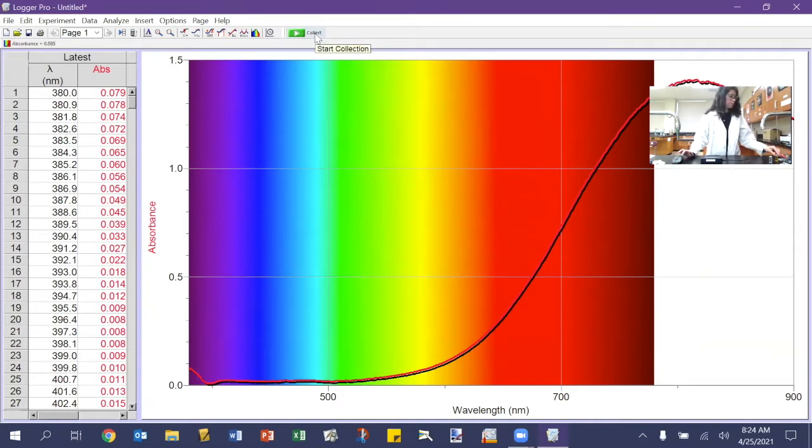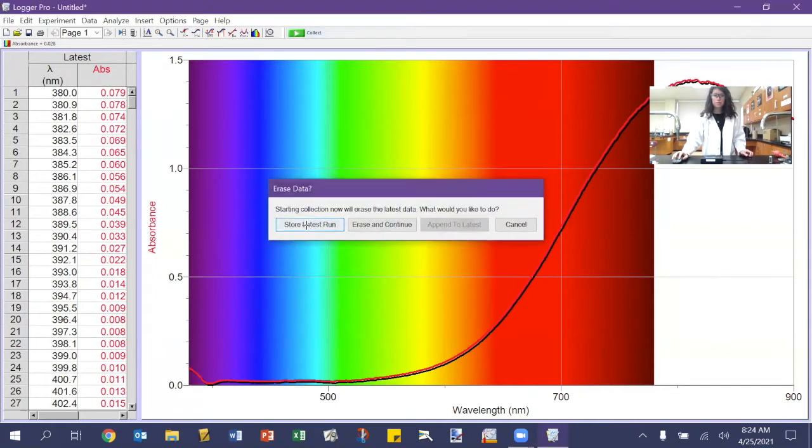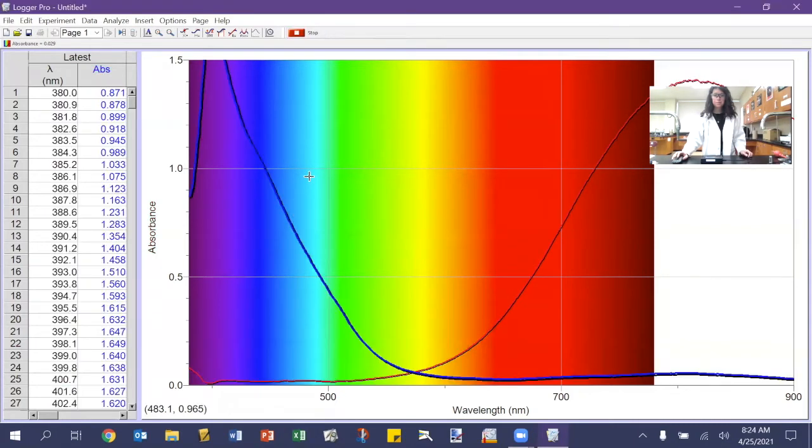And then we're going to use our iron 3+. And then finally our zinc 2+ solution.